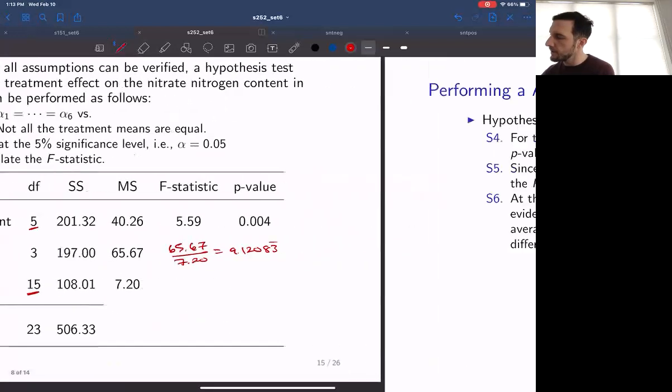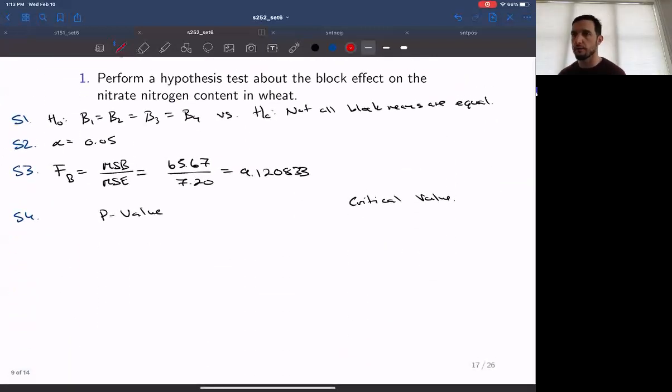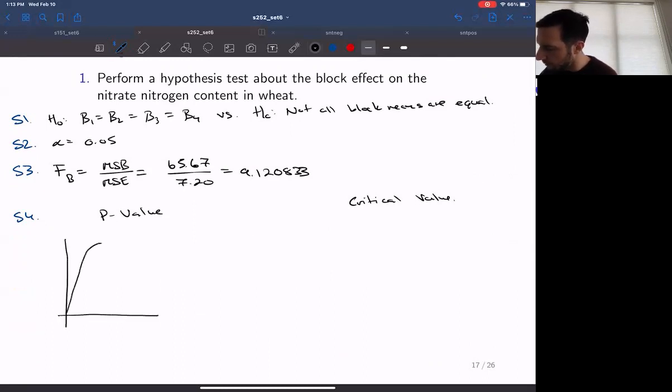All right, so now we just have to make our decision about the null. So we have to determine if this gives us evidence for or against the alternative hypothesis, or for or against the null hypothesis. Okay, so if we take the p-value approach, this will be done just like it was in a one-way ANOVA. So we sketch out our F curve.